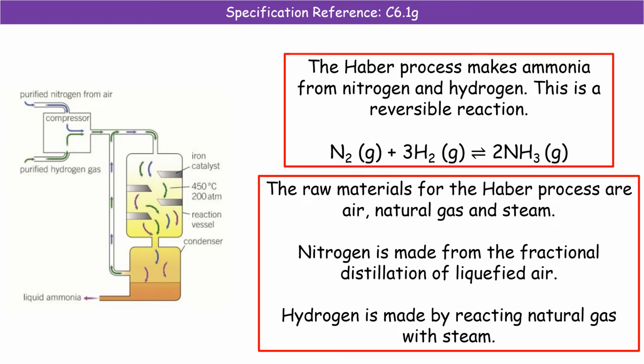How do we actually make these fertilizers then? Well, for the most part, we're going to be making ammonia, and to do that, we use the Haber process. So the Haber process requires nitrogen and hydrogen as the raw materials. Nitrogen comes from fractional distillation of liquefied air, hydrogen from reacting natural gas with steam. So nitrogen from the air, hydrogen is going to come from our natural gas and steam.